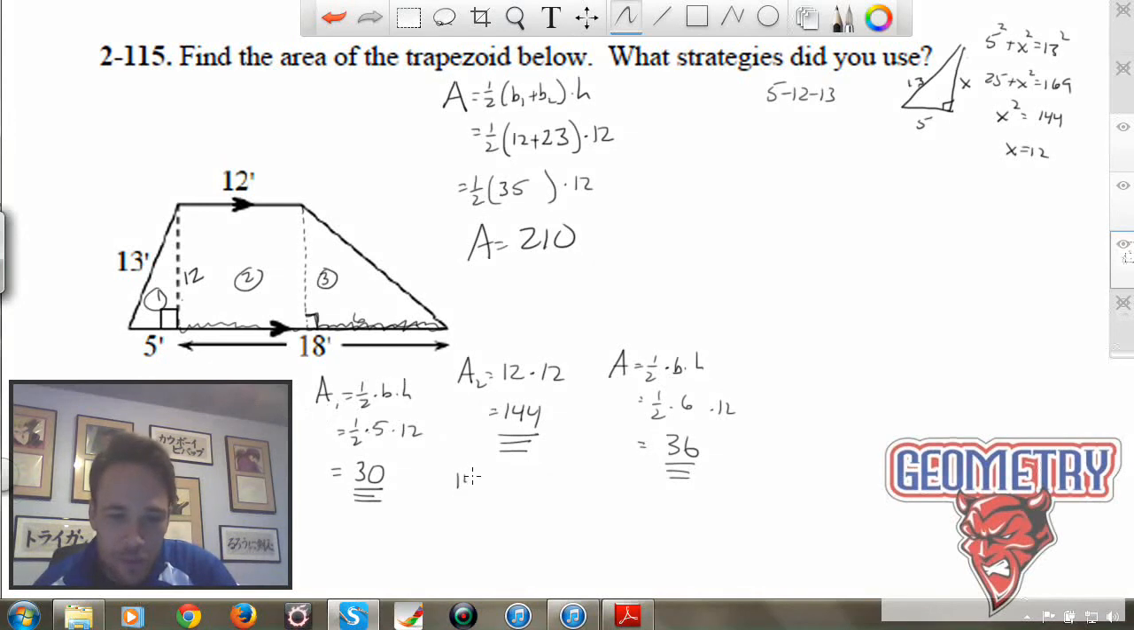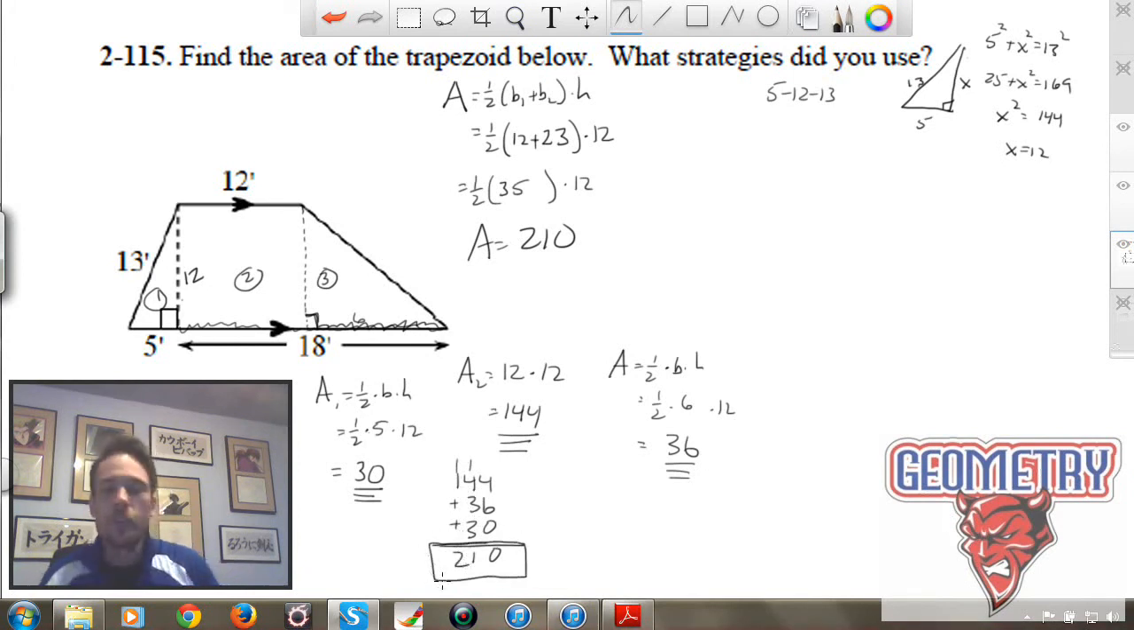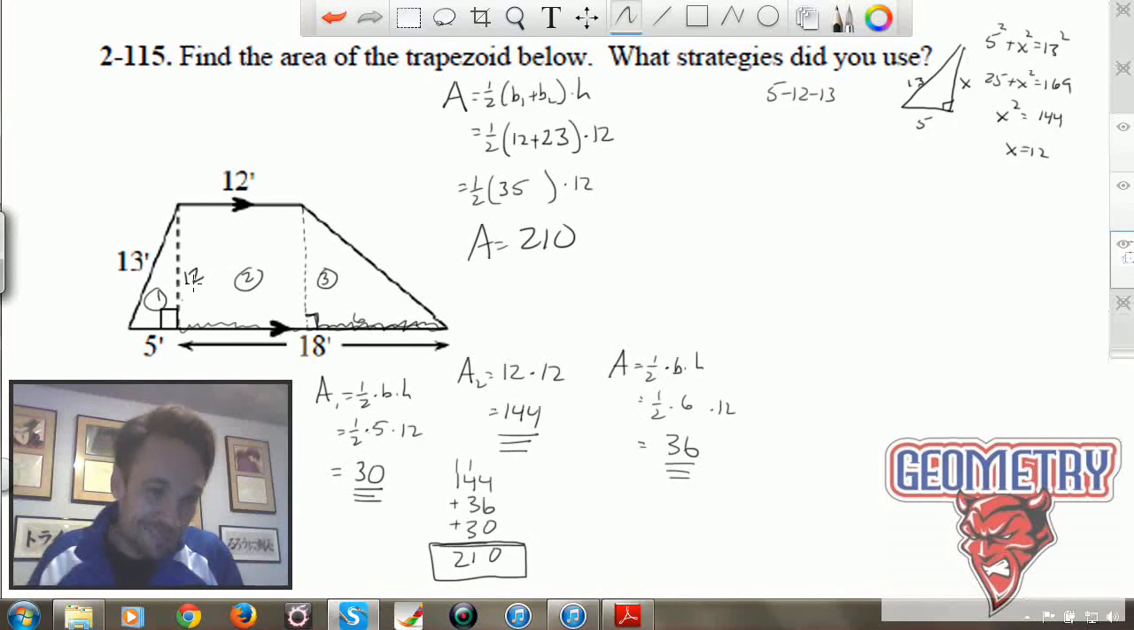So let's take all our things off the shelf and put them together. So now we got 144 plus 36 plus 30. Let's see what we got. That's 210. And that's what we got before. Awesome, it checks out. So we can either use the formula for a trapezoid, or we can chop it up and dissect it into pieces that we can then add together.